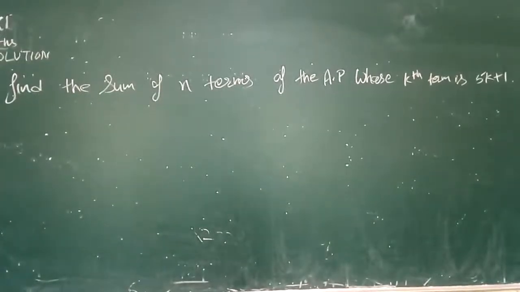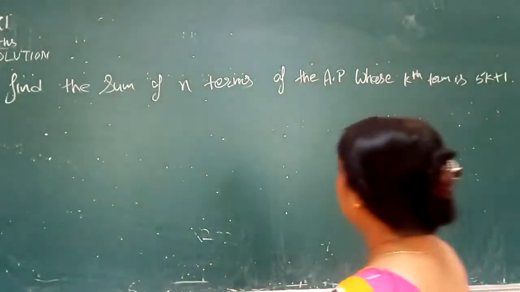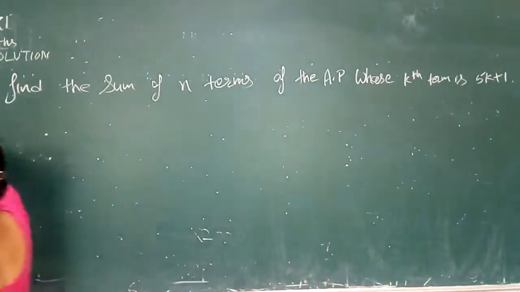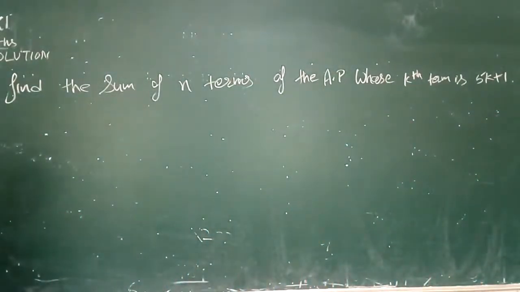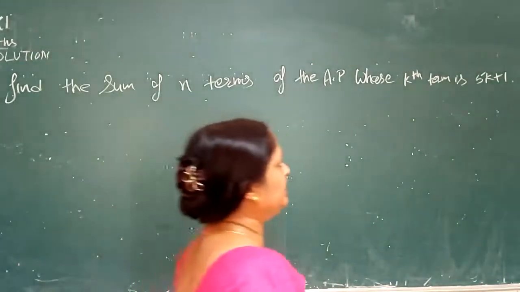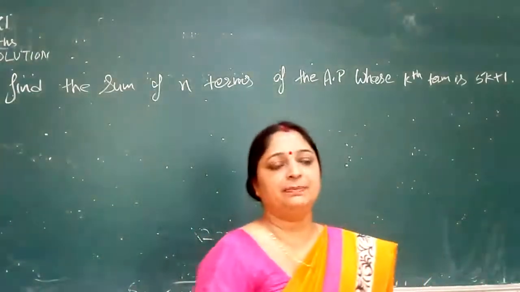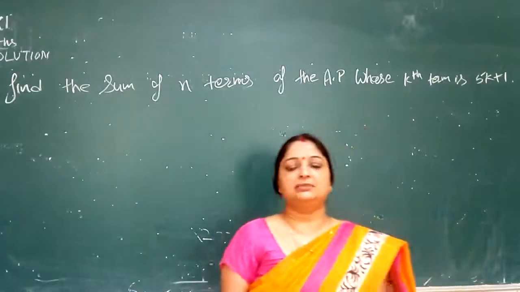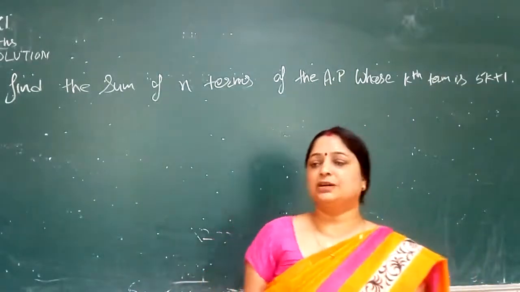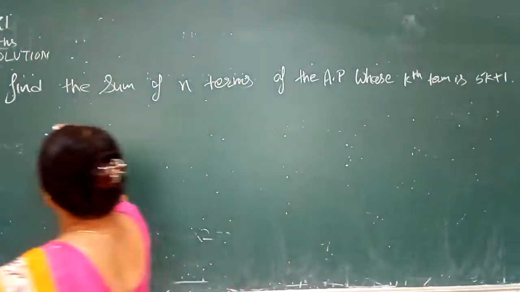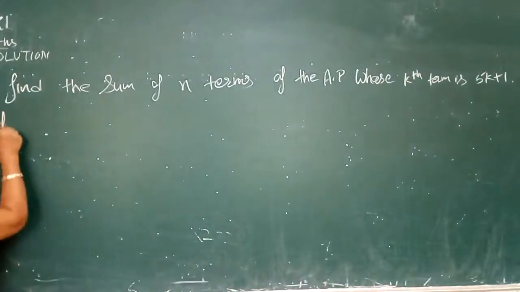Now come to question number 7. In question number 7, find the sum of the n terms of the AP whose kth term is given, that is 5k plus 1. Means the kth term is given and we have to find the sum of n terms. So let us start the solution.